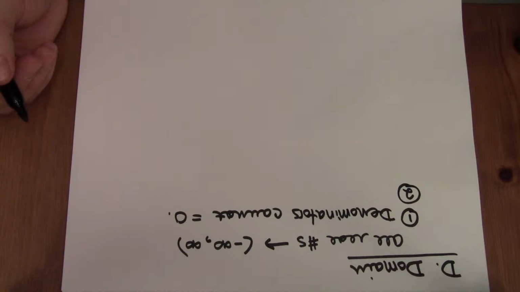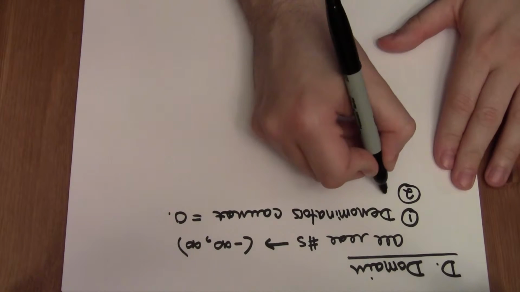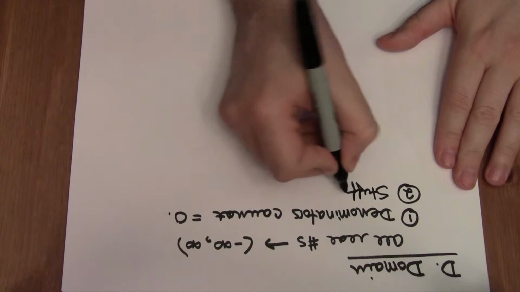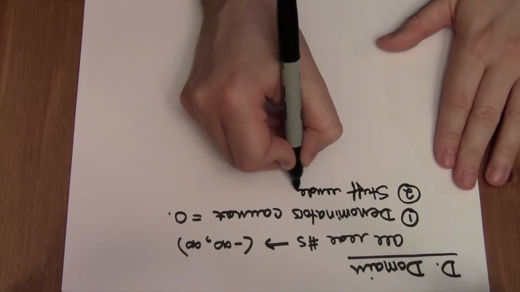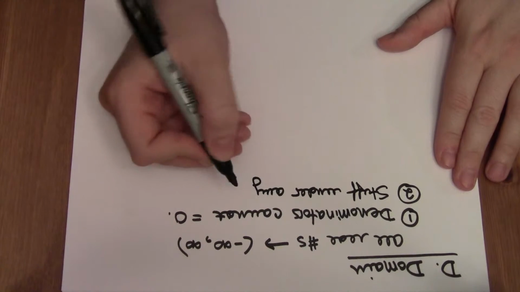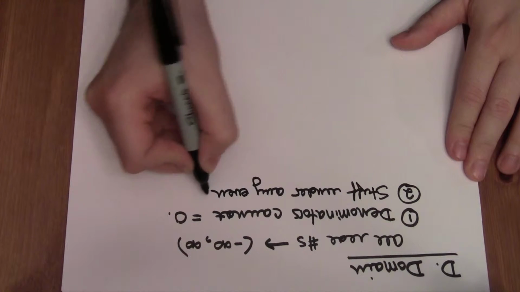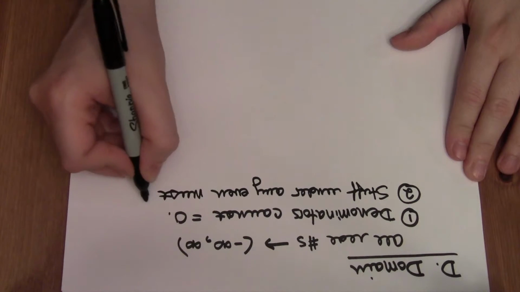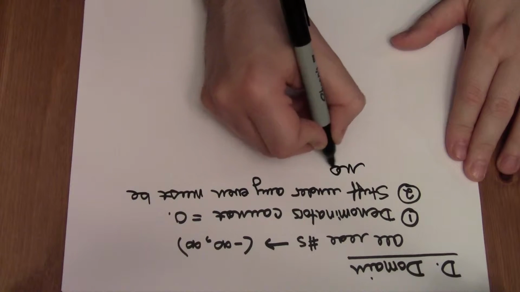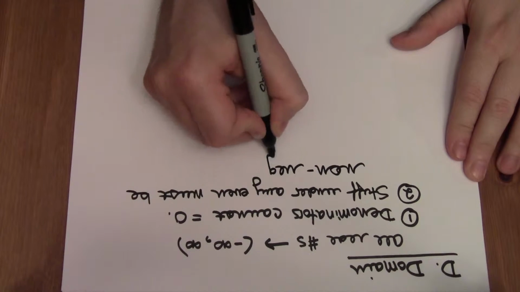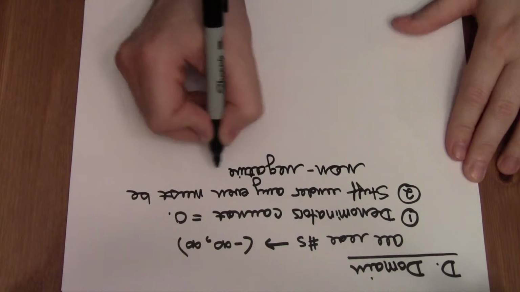And actually not just a square root, but any sort of even root. A fourth root, a sixth root, an eighth root. The stuff under any sort of even root must be non-negative. So let's take a look at a few functions.